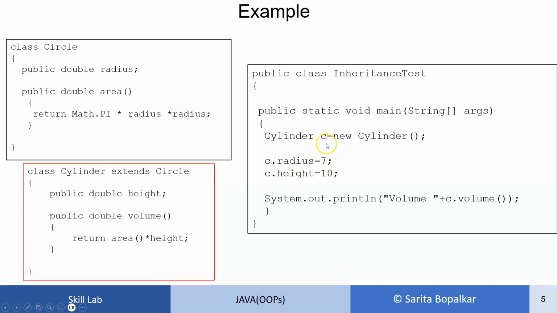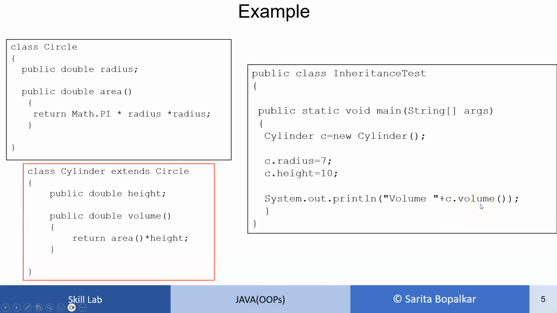See here, the object of Cylinder can acquire the radius property also, where this radius is the property of the Circle class. Still we can access it with the object of the Cylinder class. Why? Because the Cylinder class is an extension of the Circle class. Because of this inheritance, the object of the Cylinder class can acquire the properties of the Circle class also. c dot radius is equal to 7 and c dot height, the property of the Cylinder class, is equal to 10. Now we will print the volume. So volume is equal to c dot volume.